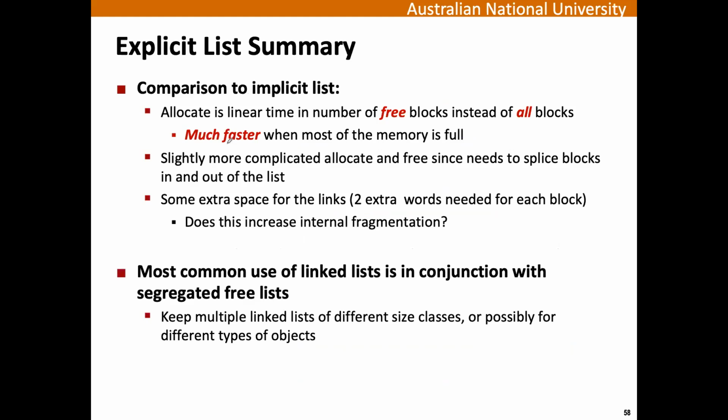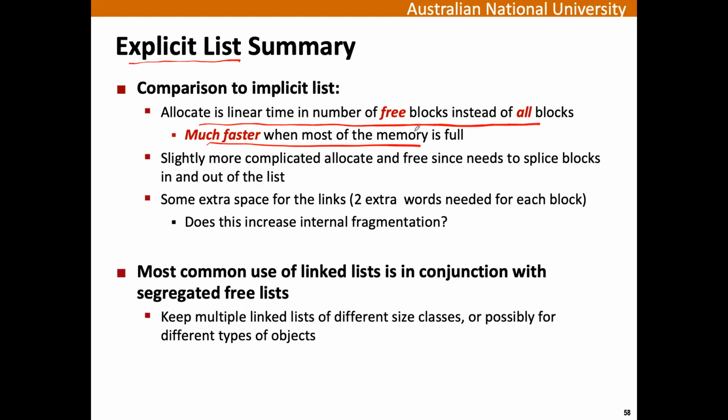So compared to an implicit list, this is your task in the assignment as well. You have to make an explicit list, and in lab 5 and lab 6, we taught you how to make an implicit list. So now you have to transition to an explicit list. Compared to an implicit list, the allocate time is linear in the number of free blocks instead of all blocks, much faster when most of the memory is full. So you have a few free blocks and you only need to traverse a few blocks.